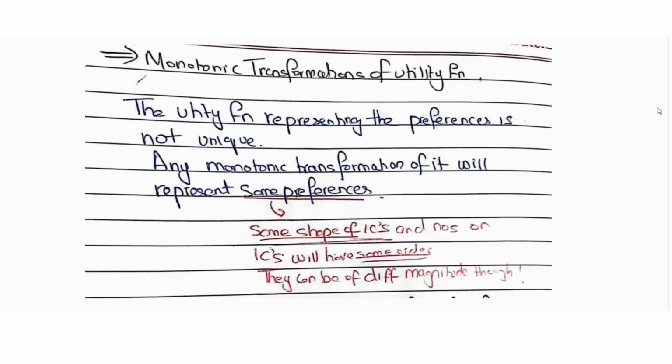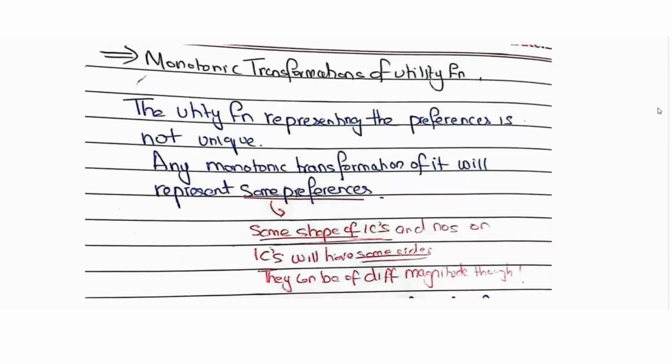We want to now look at monotonic transformations of utility function. We looked at how we can mathematically represent our tastes or preferences through a utility function. Now, the idea is that the utility function that represents those preferences is not unique. Those same preferences can be represented by a monotonic transformation of that utility function as well.